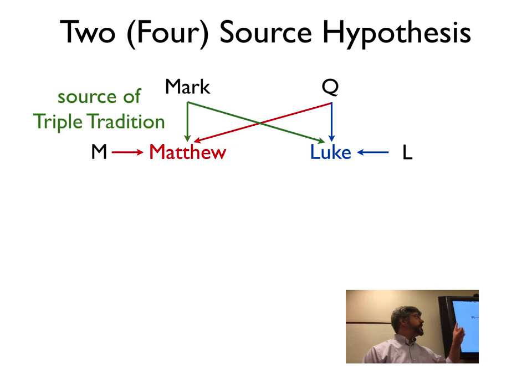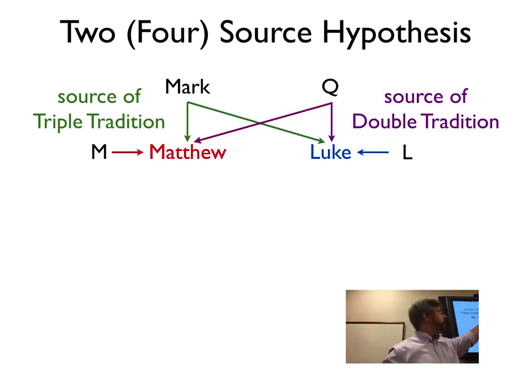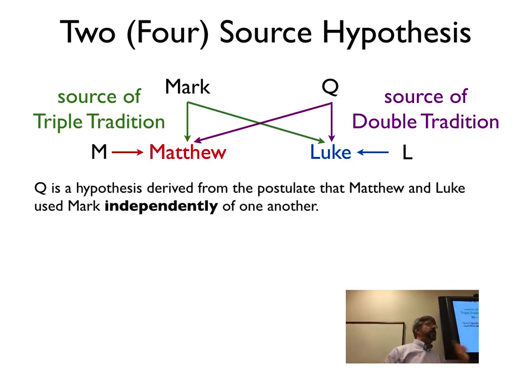The reason you need Q. So this is the triple tradition, right? Stuff that's appearing in Matthew, Mark, and Luke. This Q line is the source of the double tradition, the stuff that appears in Matthew and Luke, but not in Mark. Q is a hypothesis derived from the postulate that Matthew and Luke used Mark independently of one another. If Matthew knows Luke or Luke knows Matthew, you don't need Q. Why?